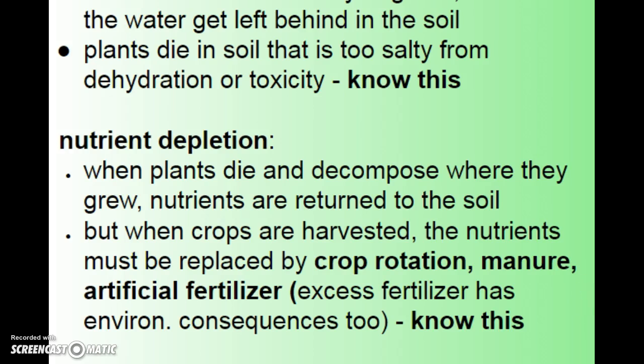And you do that either by rotating crops so that hopefully when you rotate, like commonly in Minnesota, we rotate soybeans with corn. What corn takes out, soybeans put back. What soybeans take out, corn puts back. We also can use manure and artificial fertilizers. But excess fertilizer has environmental consequences too, which we talked about back with the water, where you have the soil runoff, and now you have issues with your lakes.